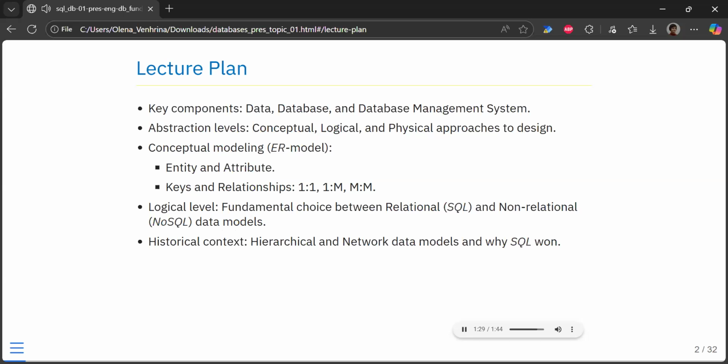And finally, we will take a short excursion into history. The relational model was not the first. We will look at its predecessors, hierarchical and network models, to understand exactly what problems SQL solved and why it dominated the industry for decades.